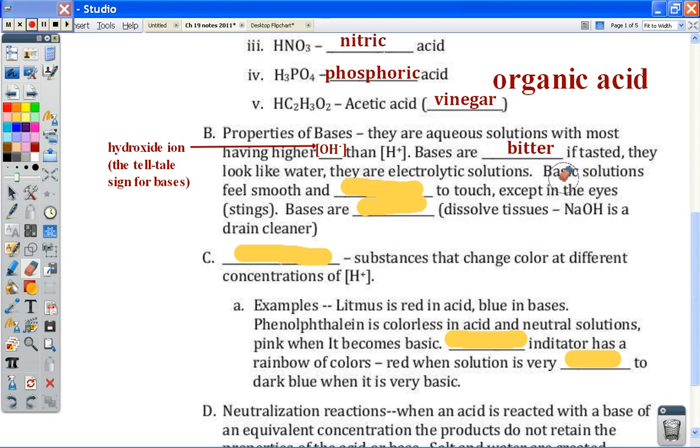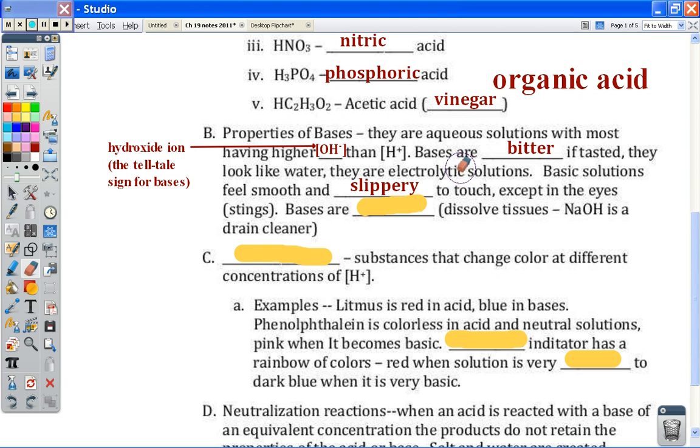Basic solutions feel smooth and slippery to the touch, except in the eyes where it also stings. Do not get this stuff in your eyes. This is like Drano or soap. Soap and Drano are both bases. That's why they are slippery. Banana peels, however, are slippery for other reasons. So things can be slippery and not be bases.